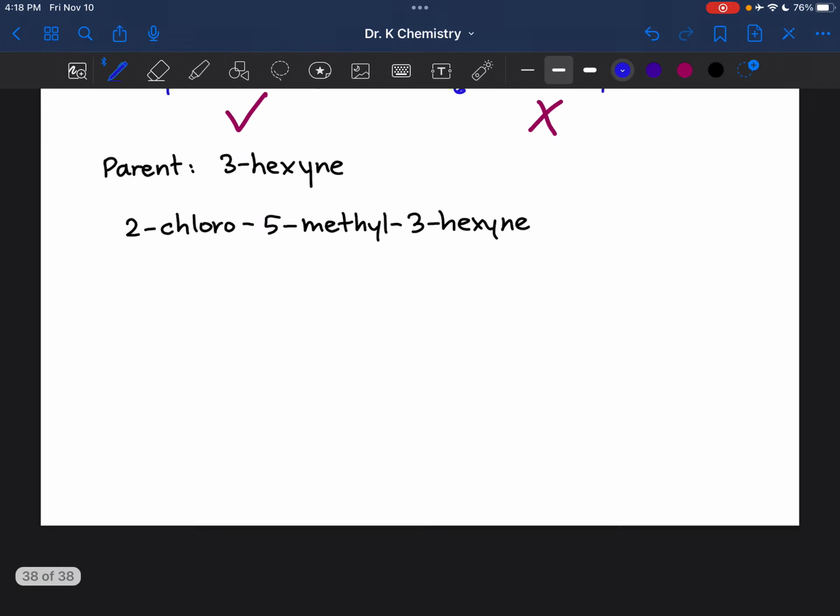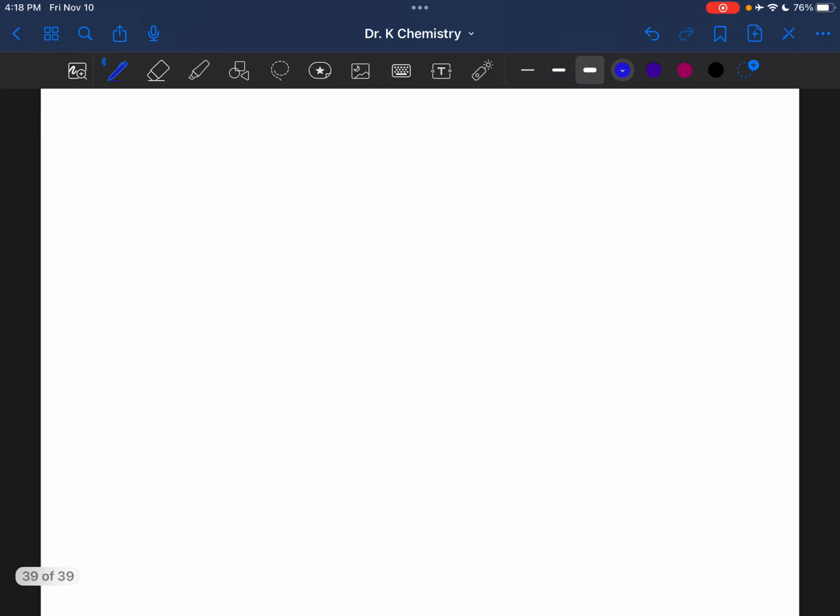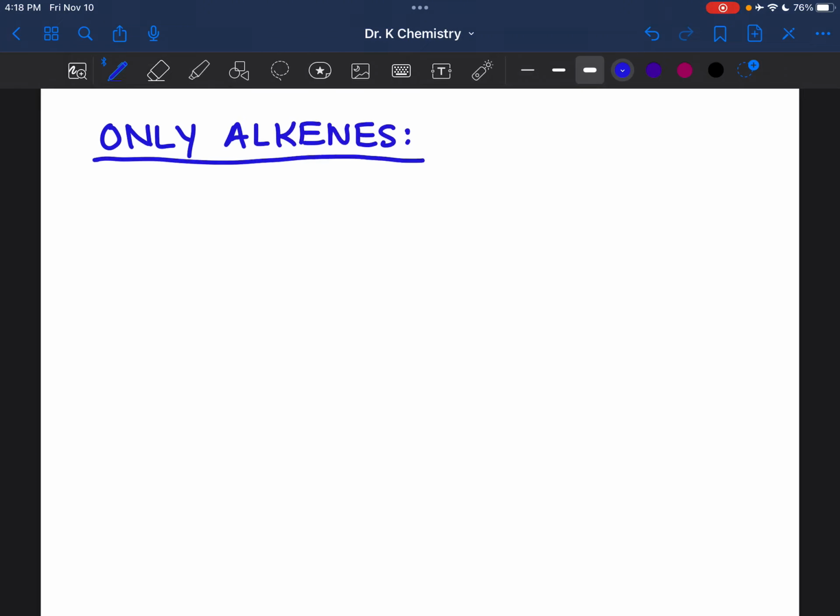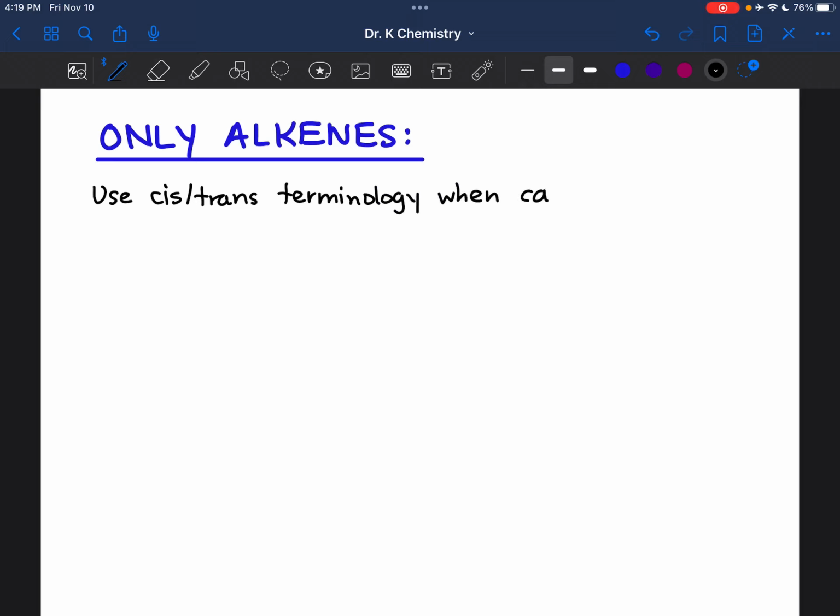All right. The following rule applies only to alkenes. So don't mix this up with alkanes or with alkynes. This is a very, very common point of confusion. People do this with alkynes. It only applies to alkenes. We are going to use cis-trans terminology when carbons in the carbon-carbon double bond have different groups.